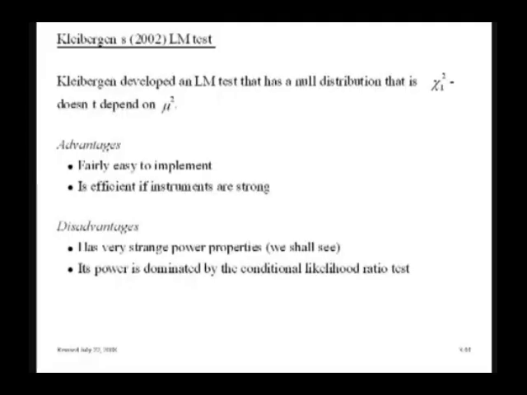Okay, there's another test, the Kleibergen-Gonzalez LM test. This is the other statistic I'm aware of that doesn't depend on mu squared. It has advantages and disadvantages. Its advantage is that it's pretty easy to implement and it's available in some software. The disadvantage is that it has some very strange power properties. So I personally don't recommend this. There's another test that dominates both of these called the conditional likelihood ratio test.